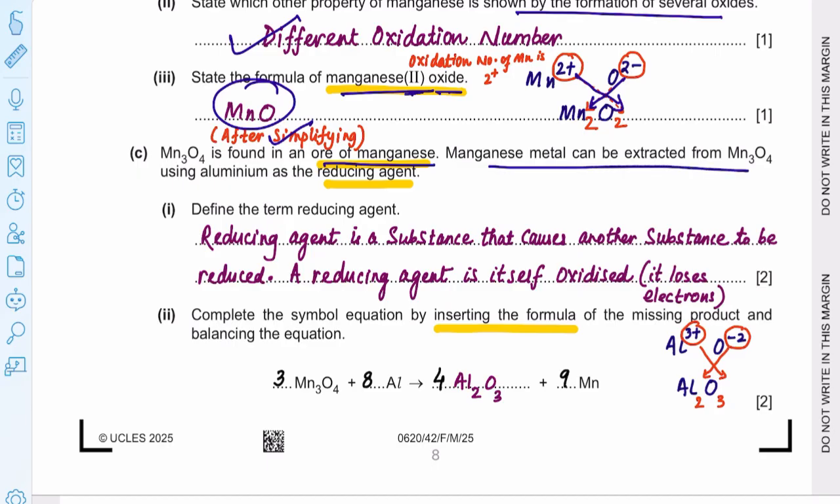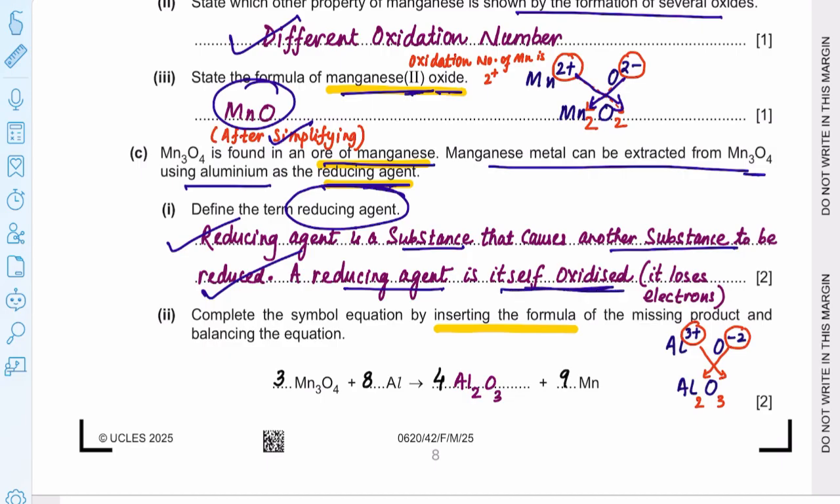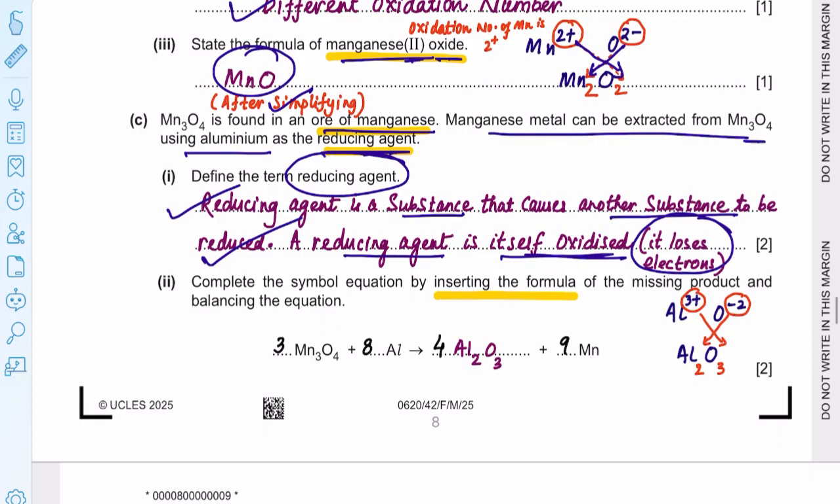Mn3O4 is found in an ore of manganese. Manganese metal can be extracted from Mn3O4 using aluminium as a reducing agent. Define the term reducing agent. Very simple. A reducing agent is a substance that causes another substance to be reduced. And the reducing agent is itself oxidized. That means what? It loses electrons. Got it?